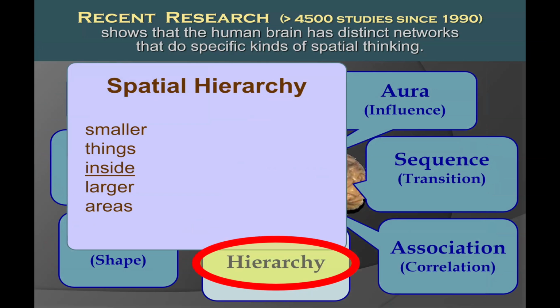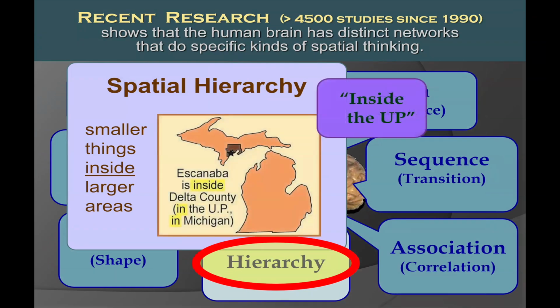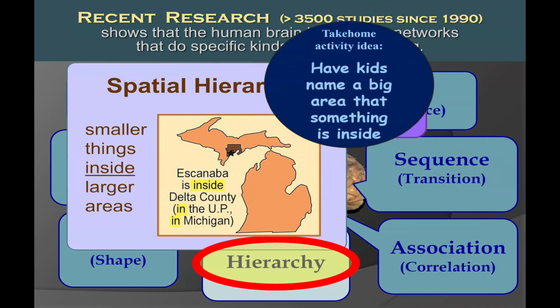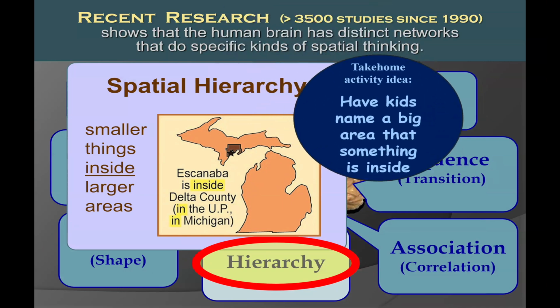Another brain network is thinking of smaller things that are inside of bigger things. Like Escanaba is inside of Delta County, which is inside the Upper Peninsula, which is inside Michigan, which is inside the Great Lakes states, which is inside the United States. So the take-home activity idea is to push students to name a big thing that something they're studying is inside.